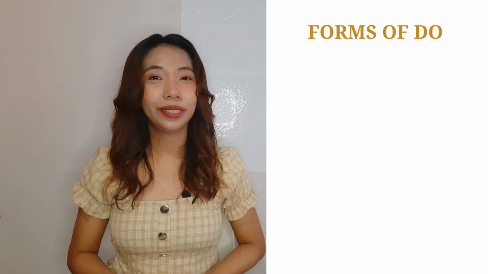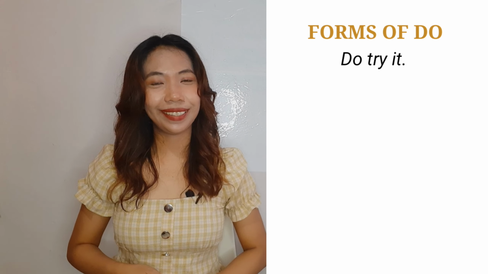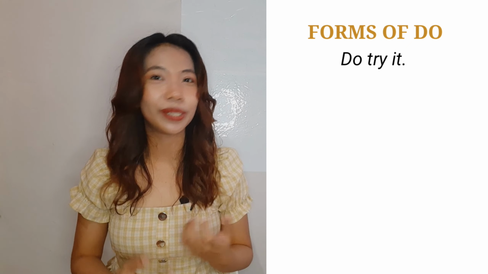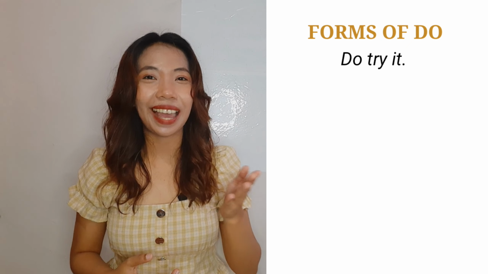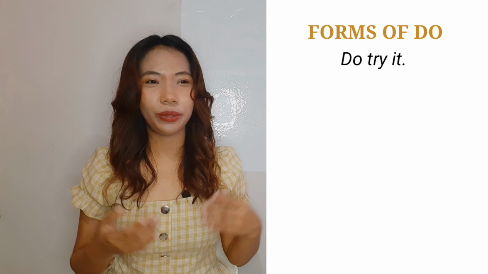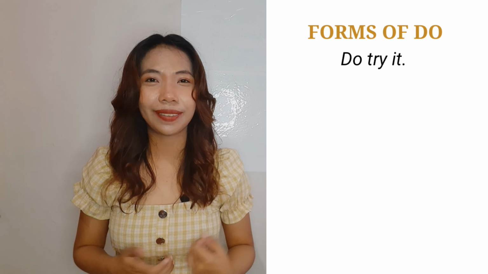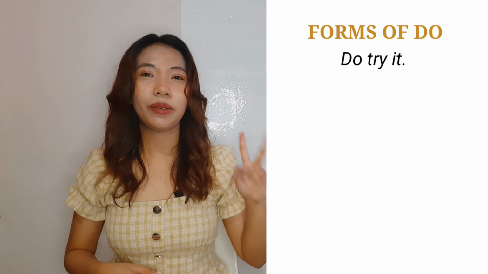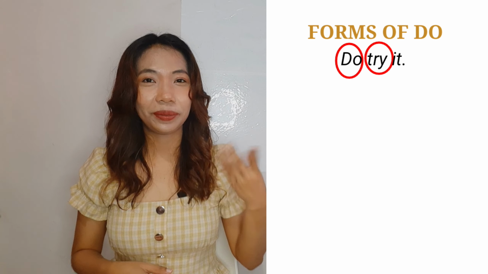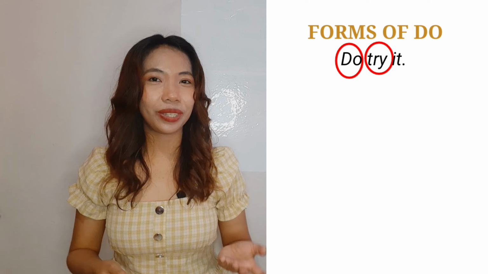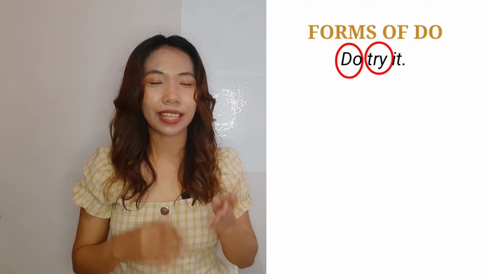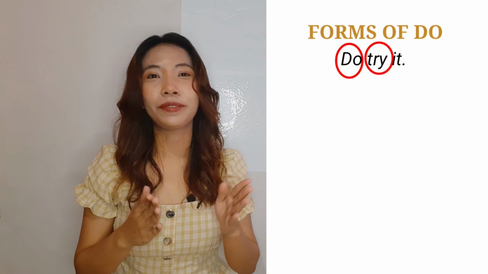When someone tells you, do try it, they're telling you this sentence is in imperative form. That means they're telling you to do something, that you really have to try something. You might have been told to try a dish or to try on some clothes, things like that. In this sentence, we have two verbs. One is do, the other one is try. We can just say try it, but we have here do try it. This do actually just adds emphasis that you really have to try it.